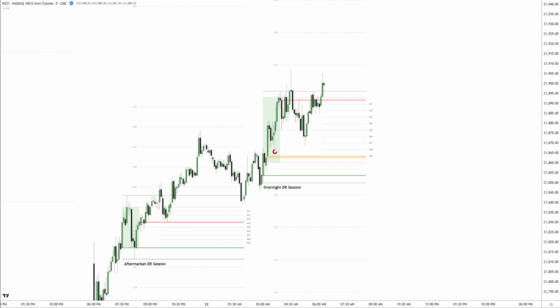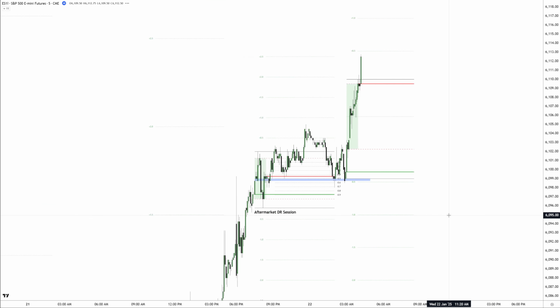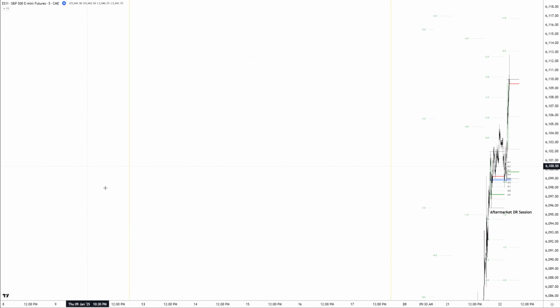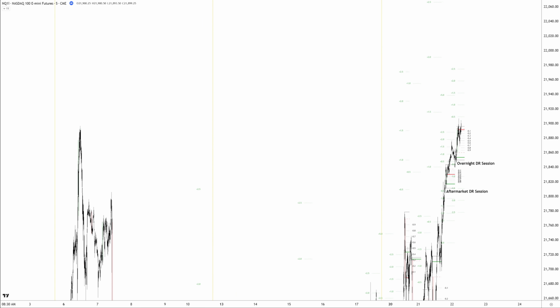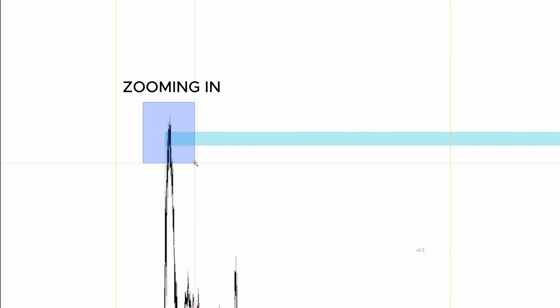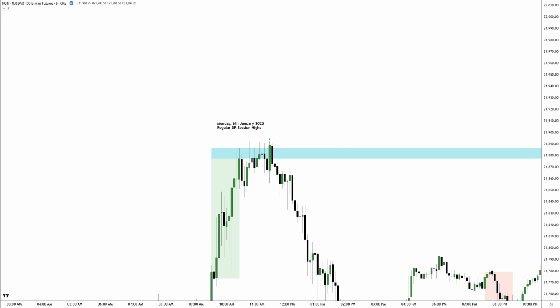Now here's where this setup differed significantly from ES on the same day. On ES, there were no previous DR session levels close enough to add confluence, while on Nasdaq there was a previous DR session level from earlier week's price action that had just been broken for the first time since it formed. A crucial reference point that we definitely wanted to highlight.